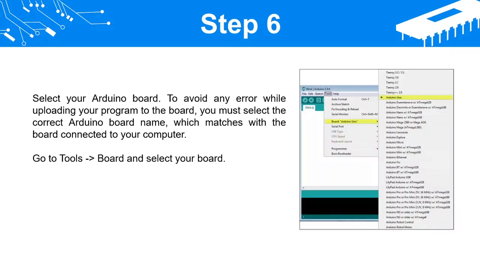Step 6. Select your Arduino board. To avoid any error while uploading your program to the board, you must select the correct Arduino board name, which matches with the board connected to your computer. Go to Tools, Board, and select your board.